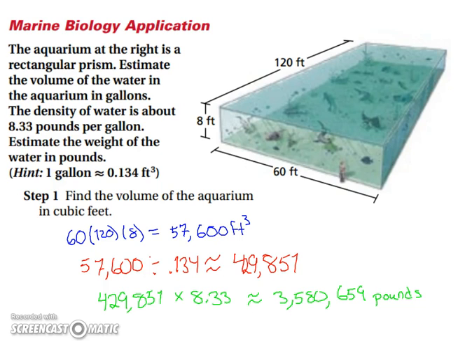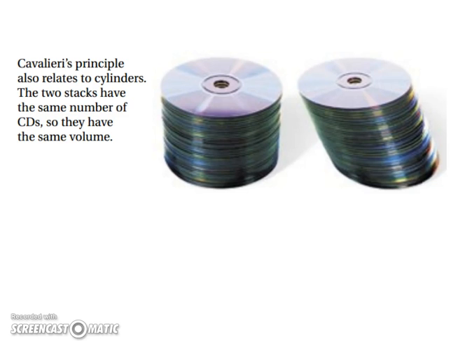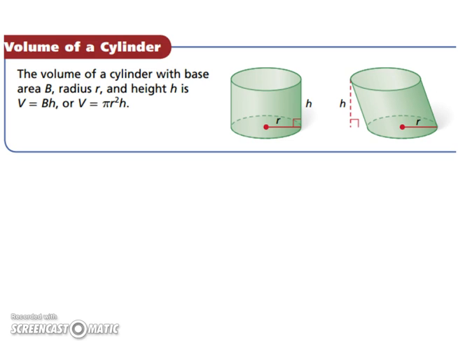Let's try looking at cylinders. Cavalieri's principle also relates to cylinders. The two stacks of CDs have the same number of CDs, so they have to have the same volume, even though one is a nice clean stack and the other one's kind of been shifted over. Alright, well, what are the formulas? Well, the volume of a cylinder with base area B, radius r, and height h is the base area times the height. And our base area, since it's a cylinder, is pi r squared.